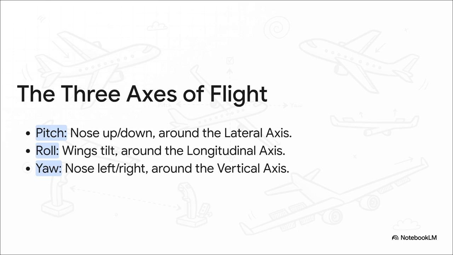Think of it like this. Pitch is just the nose going up or down, kind of like you're nodding yes. Roll, that's the wings tilting left or right, banking into a turn. And yaw is the nose swinging side to side, exactly like you're shaking your head no. Now, each of these movements happens around an invisible line, an axis, that runs right through the plane's center.